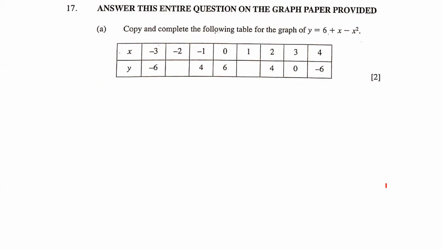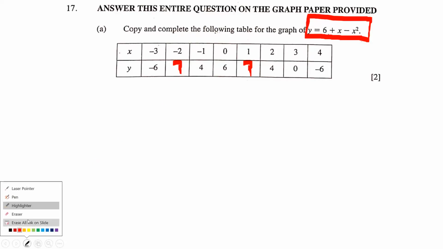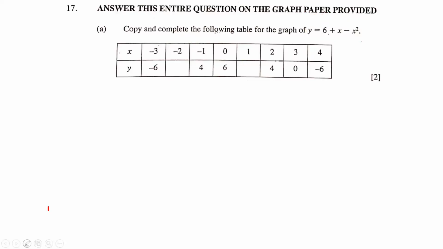Here we have a quadratic function. They give us a quadratic function, and what we want to do is complete the table. So we have to use this function that they have given us to complete this table. What is missing? We are missing this number, and we're also missing this number. We don't know what those numbers are. We do know the x values, but we don't know the y values.